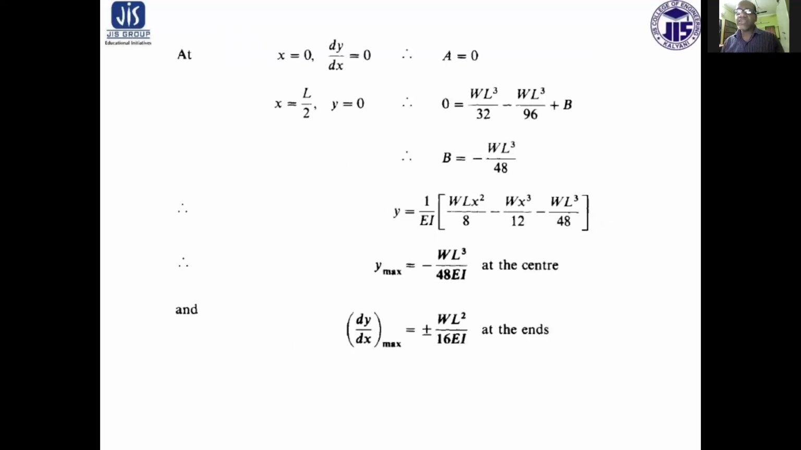So at x equal to 0, dy/dx is equal to 0 as shown, so A is equal to 0, and at x equal to L/2, y is equal to 0. So thus we get B equal to minus WL³/48. From this equation, the deflection is given; if we put the values, that will give minus WL³/48EI at center, and dy/dx maximum is equal to plus or minus WL²/16EI at the ends.